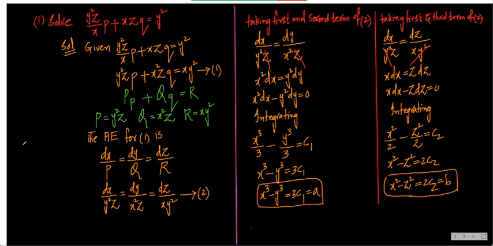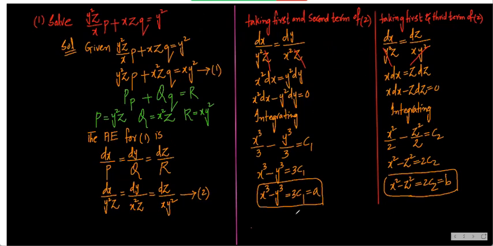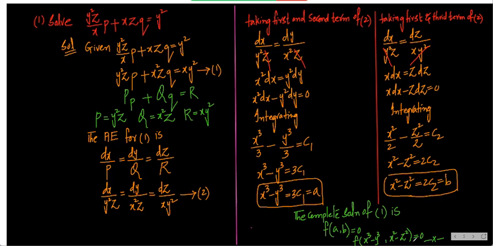Now finally we finish this problem. How to write the final answer? The complete solution should be of this form: u comma v, or a comma v. Let me write the complete solution. One question from Lagrange's form LAQ and one question from Charpit form LAQ is a compulsory question. The solution is f of a comma b equal to 0, which implies f of x cube minus y cube, don't take constant, comma, x square minus z square is equal to 0, and that's it. This question is completed.